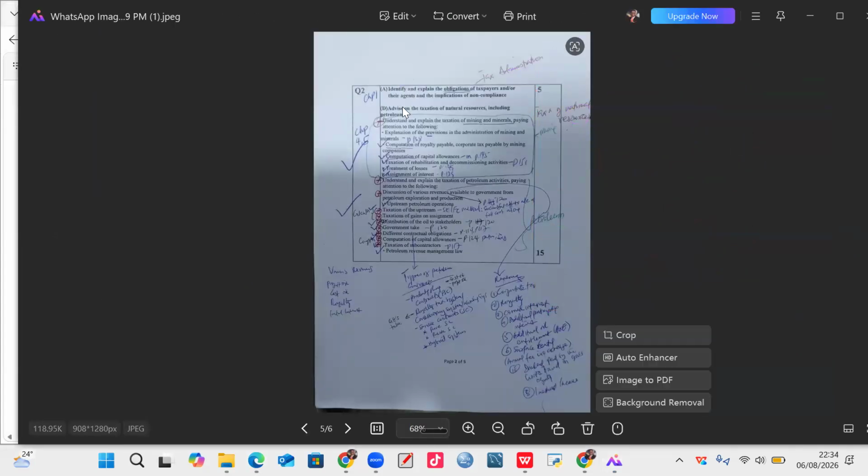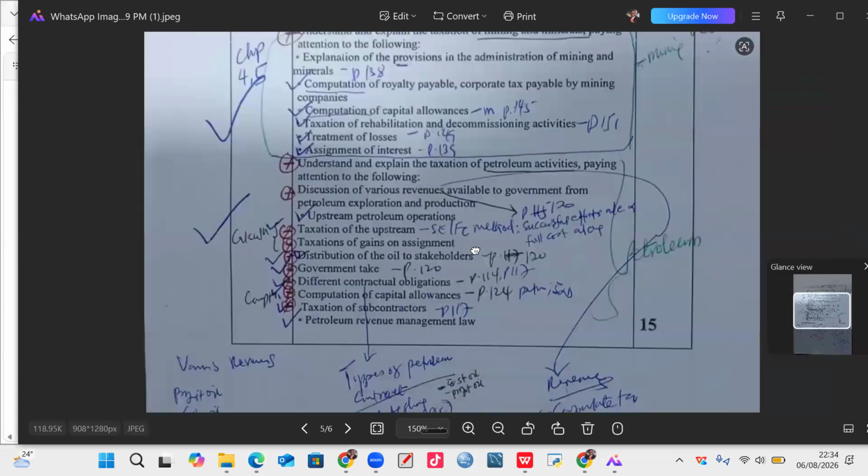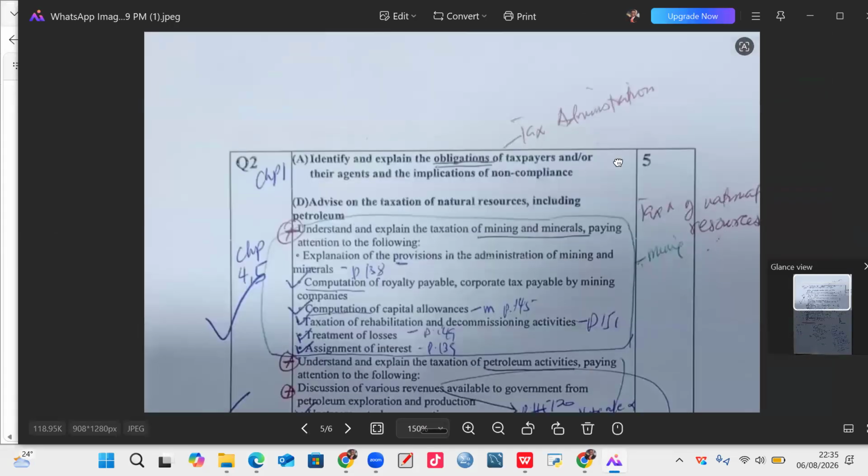See, this is chapter 2. Look at it carefully. Tax administration, up there. Tax administration here. Then we have mining. See, I underline it. It's also here, mining. So all these here are mining. It's from chapter 4 and 5 of the ICAG manual. So when I read it, I check it.